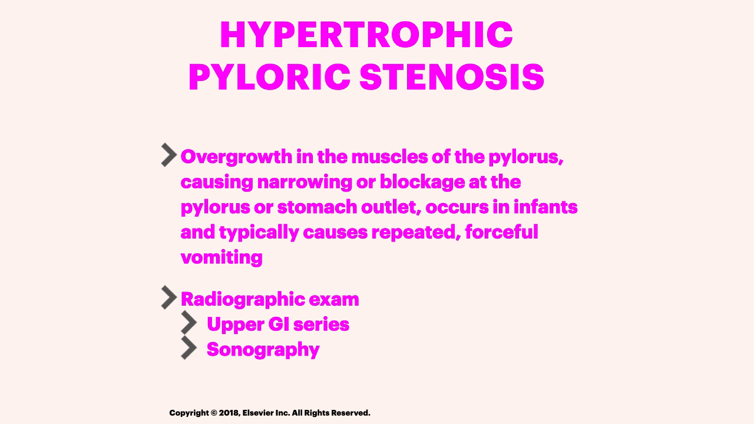Hypertrophic pyloric stenosis, overgrowth in the muscles of the pylorus causing narrowing or blockage at the pylorus or stomach outlet. Occurs in infants and typically causes repeated forceful vomiting. Radiographic exams would be an upper GI series and a sonogram.